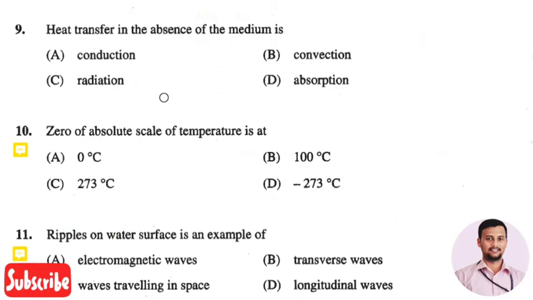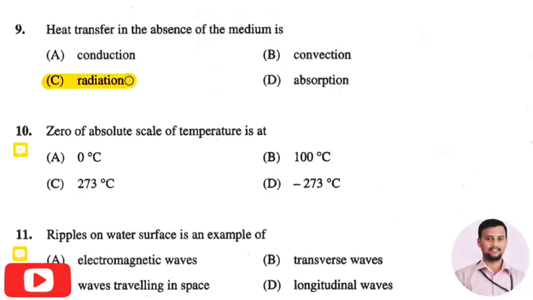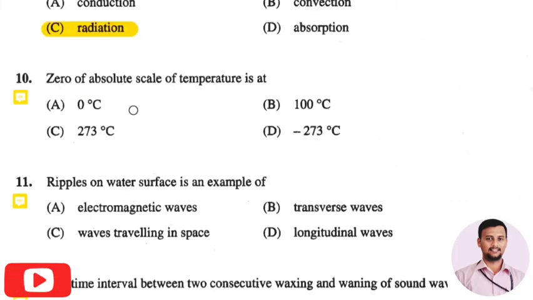The next question is, the heat transfer in the absence of a medium is, the right answer is radiation. So in radiation heat transfer, there is no requirement of any medium to transfer heat from one system to another system or one body to another body. Whereas in conduction and convection, there is a need of a substance or a medium to transfer the heat from one system to another system.